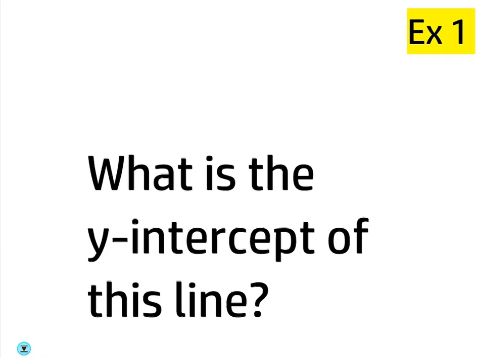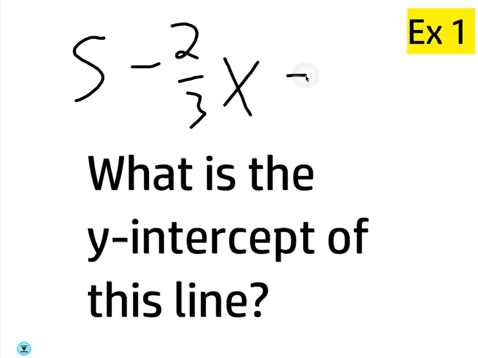Let's do some more examples. Let's say we have 5 minus 2/3 x equals y. What is the y-intercept of this line? 5. It's just positive 5. It's just 5.